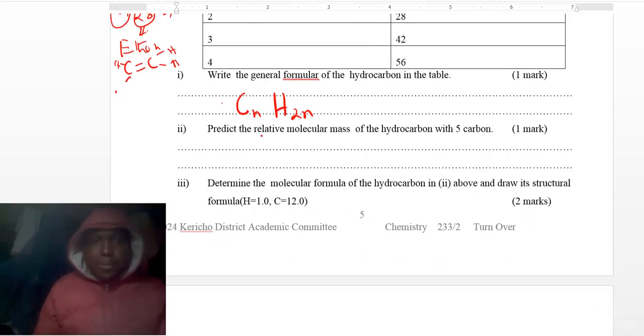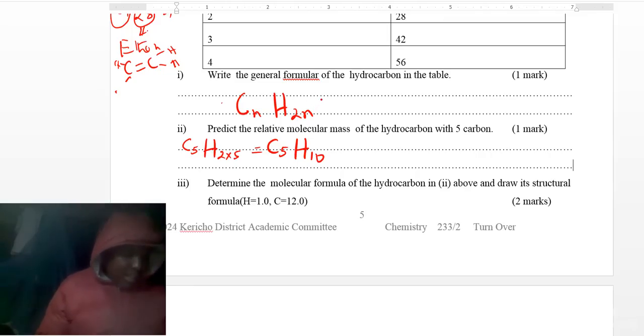Predict the relative molecular mass of the hydrocarbon with 5 carbon atoms. So for 5 carbon atoms, you simply write C5H, 2 times 5 from the formula. That one will give us C5H10. You just use the formula you have created there.